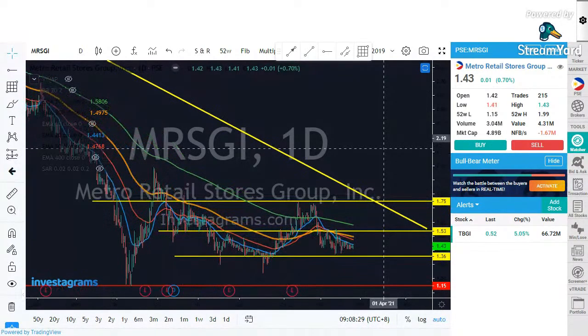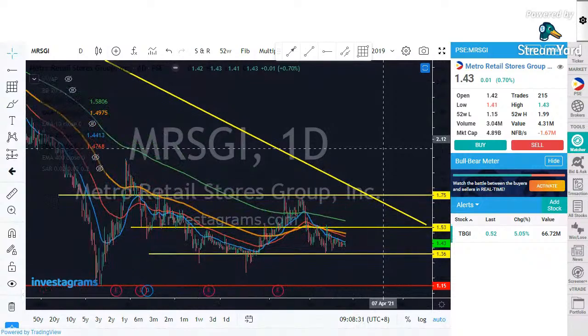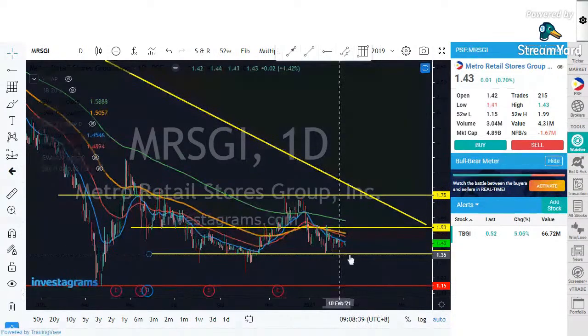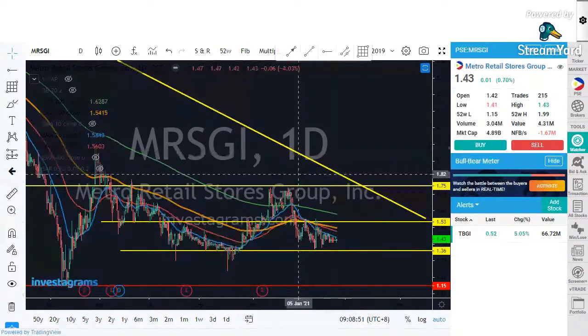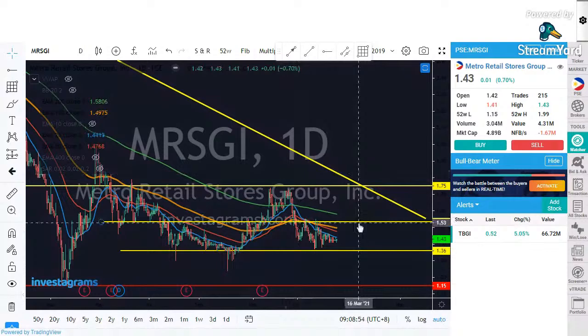So if, for example, there's a bounce in the support, then we can sell it in the resistance area. But if you wish to buy now, as I said, just wait. Still, there's no bullish pattern created for MRSGI now. So for me, I will always see the price, as I said, above all the exponential moving averages.